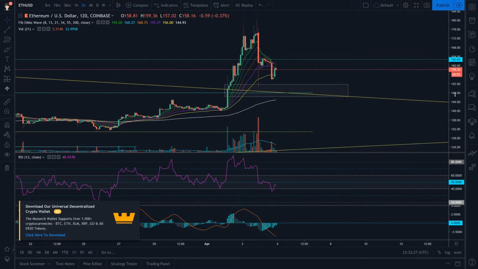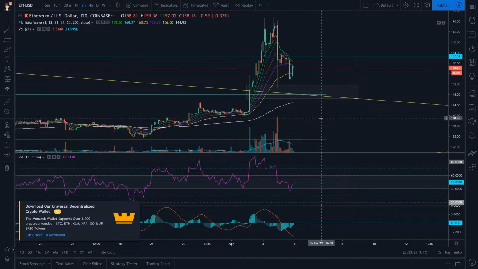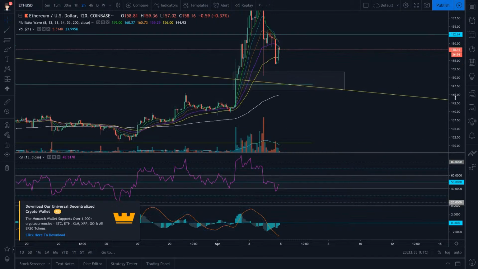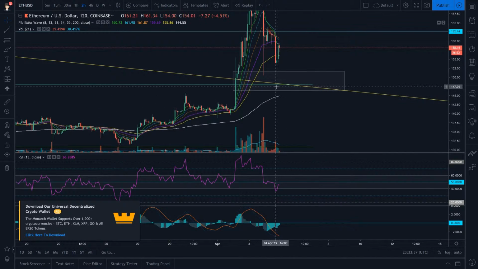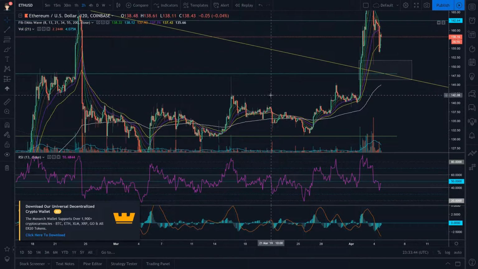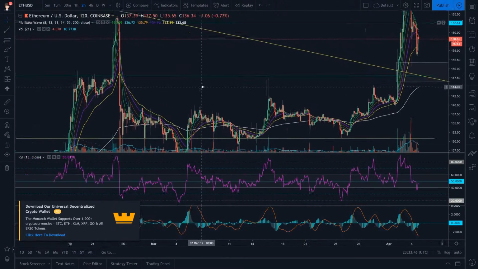Maybe we don't even come down here, but I think we do. There's just a lot of confluence here in this range. Maybe we come down and test this 200. It wouldn't surprise me if we break through this area with a wick. We have some supports we can test here.